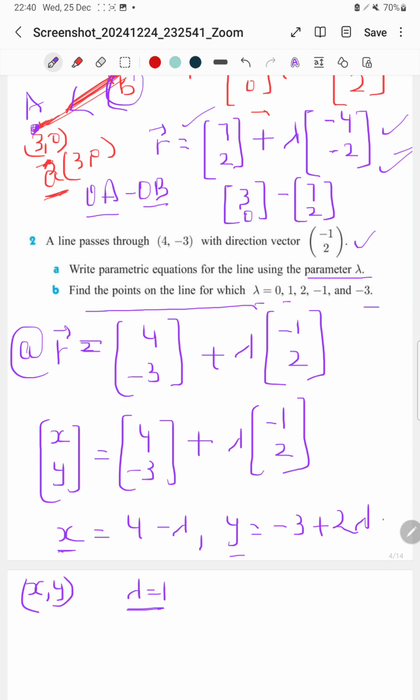If I take lambda as 1, then x is equal to 4 minus lambda, which is 4 minus 1, so 3. And y is equal to negative 3 plus 2 times 1, which is negative 1. So I will say the point on the line will be (3, -1). So these were some of the basic questions, but here I tried to cover some important points.